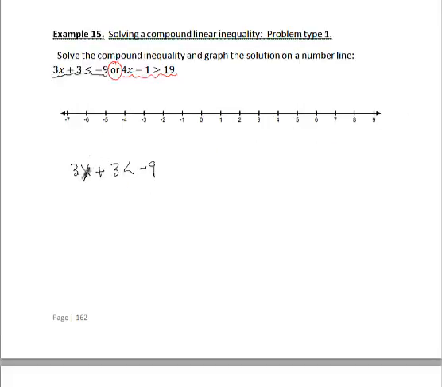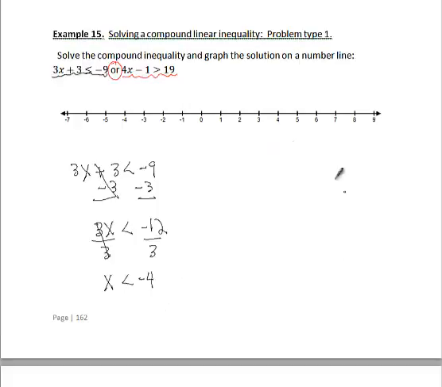So, to get the x by itself, our first step would be to subtract 3 from both sides. Negative 9 minus 3 is a negative 12. Then, in the next step, we divide by 3 on both sides, and that leaves x less than negative 4. Okay, and we divided by a positive number, so we keep the orientation of the inequality.